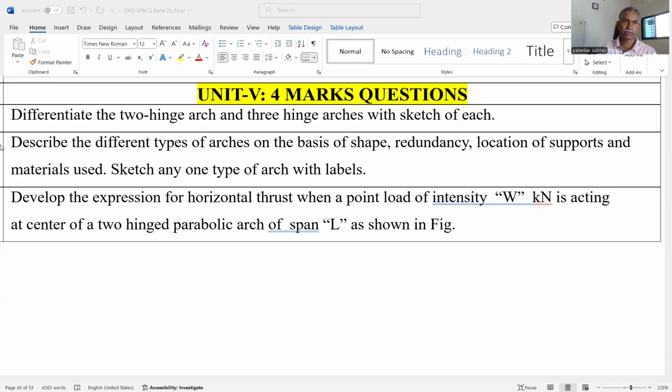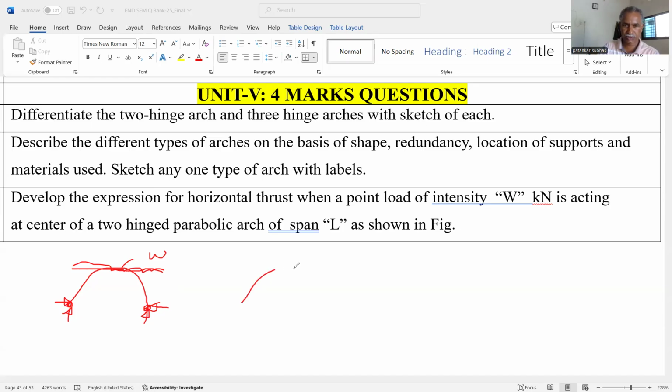So, how to differentiate? Actually, two hinge arch is, we can say, an indeterminate structure. Here, two hinges are there, and that's why there are four unknowns: two vertical reactions and two horizontal reactions, that is, a horizontal thrust. Okay, and depending on the type of load, it may be UDL, or it may be a point load, or maybe at the center, maybe at different portions.